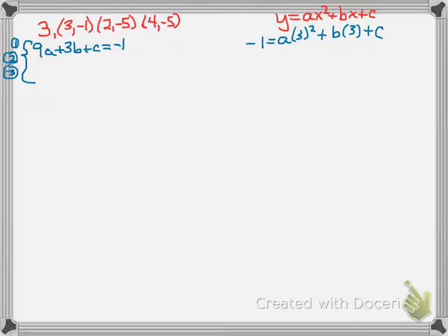Alright. Point 2, or the second point, (2, -5). So -5 is my y, is equal to a times 2 squared plus b times 2 plus c. Okay, solve that out. 2 squared is 4 times a plus 2b plus c is equal to -5.